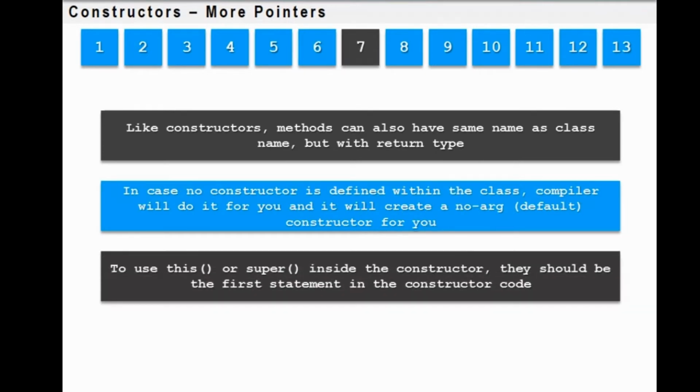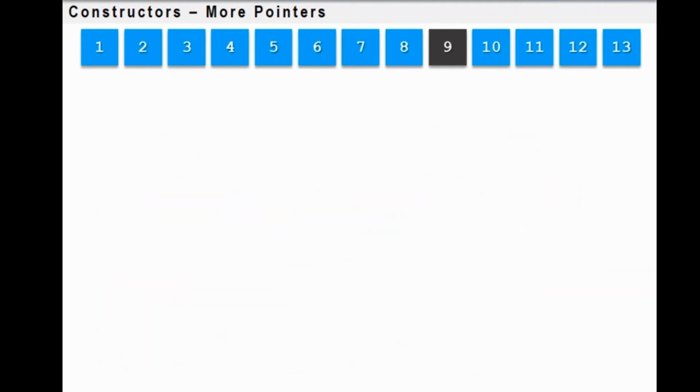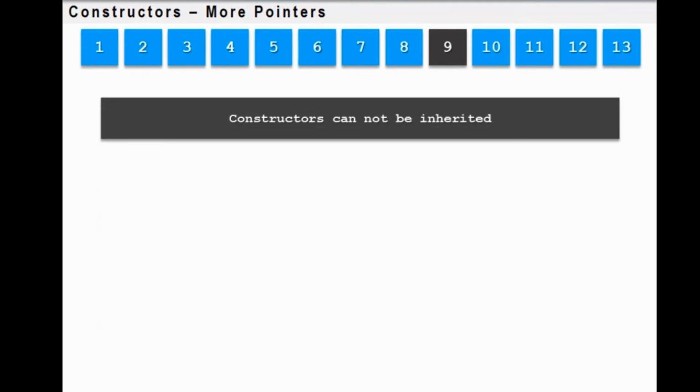If this, or super needs to be used inside the constructor, then they should be the first statement in the constructor code. If you don't mention them, compiler does it for you accordingly. Constructor overloading is possible, but overriding is not possible, which means we can have overloaded constructor in our class, but we can't override a constructor. Constructors cannot be inherited.